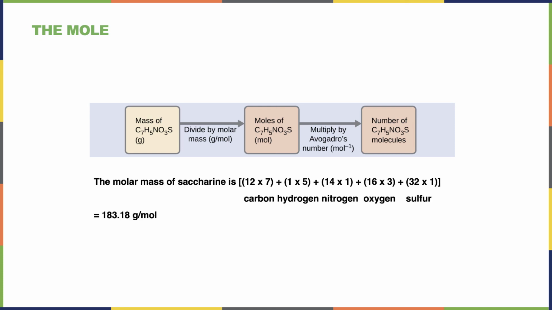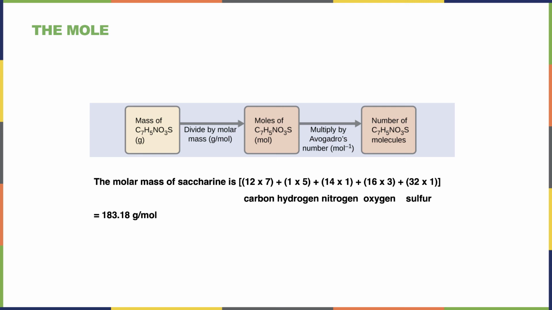And here is the calculation that I did. You take carbon, which is 12 times 7, and don't get stuck on the fact that I didn't use 12.01 and 1.008, etc. I just rounded them off to make it easier to put it on the slide here. So you take 12 times 7 plus 1 times 5 plus 14, which is the atomic weight of nitrogen, times 1, 16 times 3, and 32 times 1. 32 is sulfur. You add all that up and you get 183.18, and that's the molar mass of saccharin.